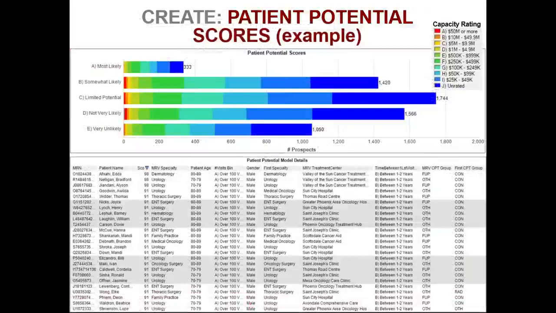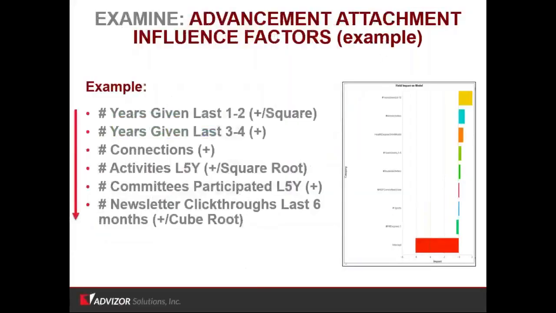Then we bin them, so they're actually useful, because you want to grab the groups. The scores by themselves are harder to work with, and then you've got the detail for why they got the score. So let's look at the advancement attachment influence factors the same way. We're going to then come back and combine these and go through a scenario or two.